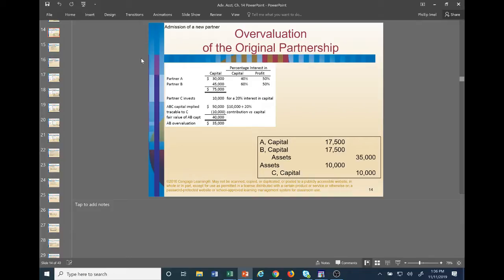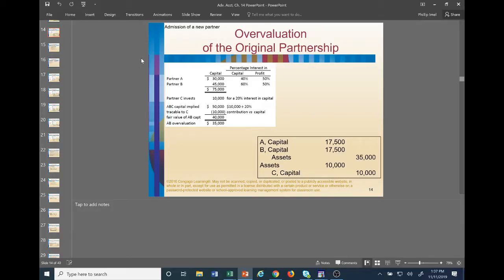Now, of this total, $10,000 is going to be traceable to the new partner. And the balance of $40,000 represents the fair value of the original partner's capital. Now, assuming this is a proper interpretation of the substance of the transaction between the new partner and the partnership, it suggests that the assets of the original partnership are overvalued by $35,000. We get the $35,000 because of the $75,000 less the $40,000.